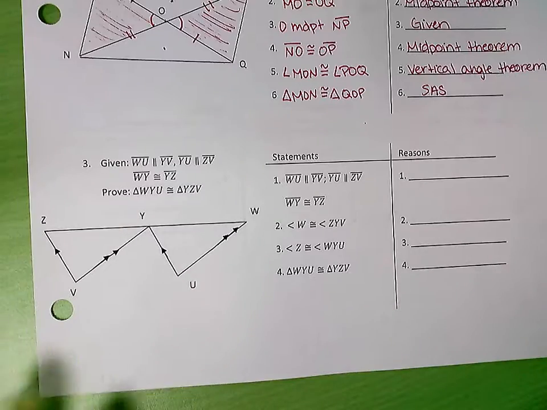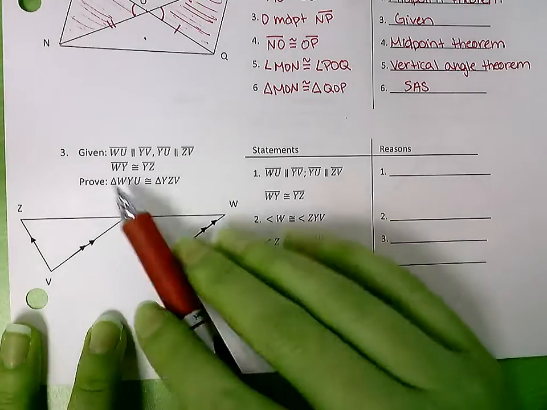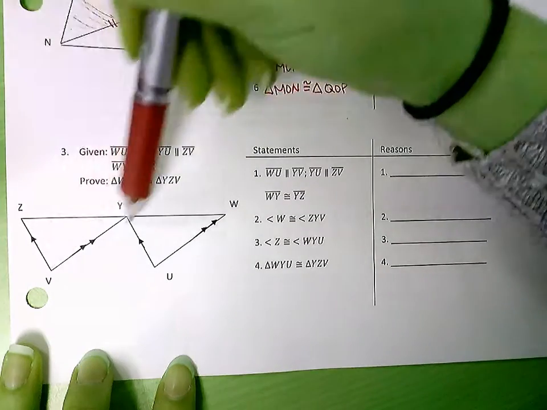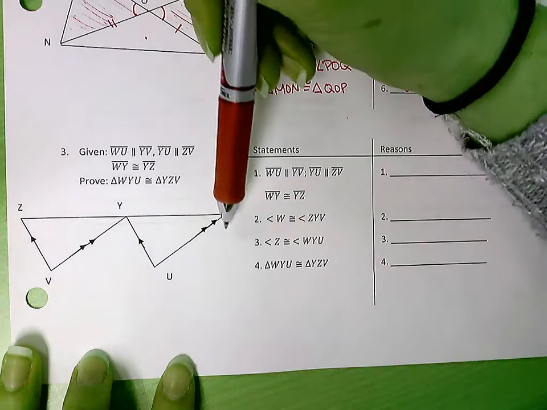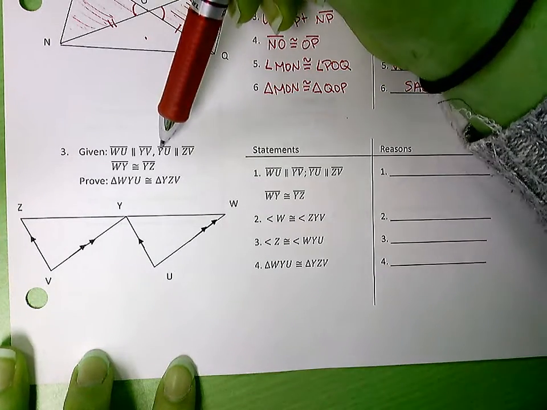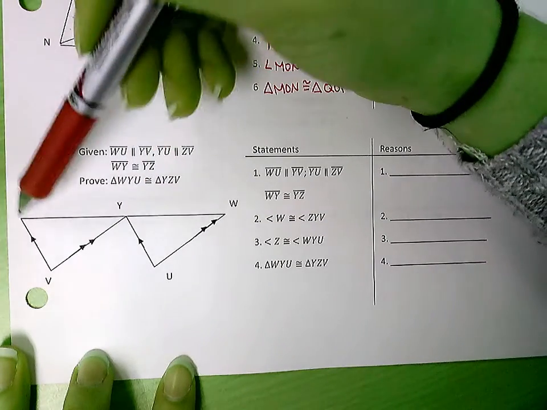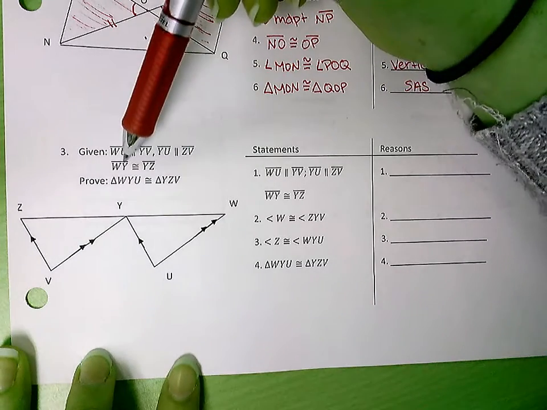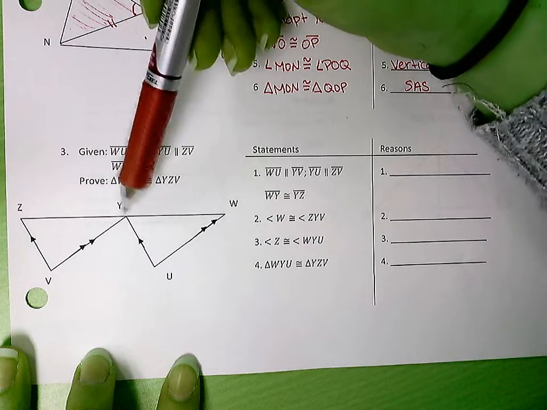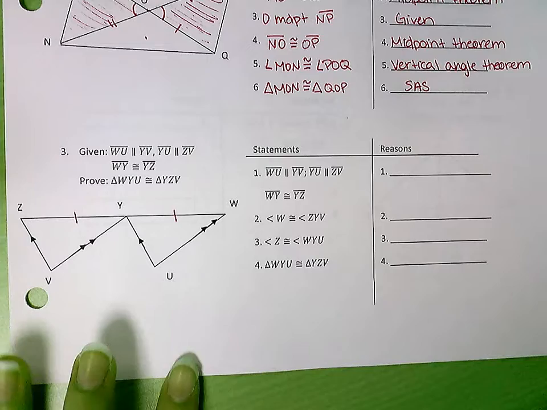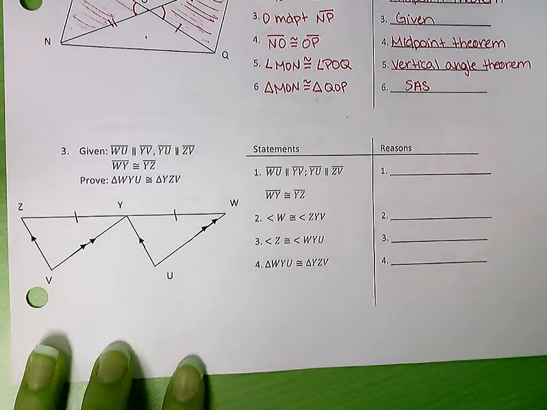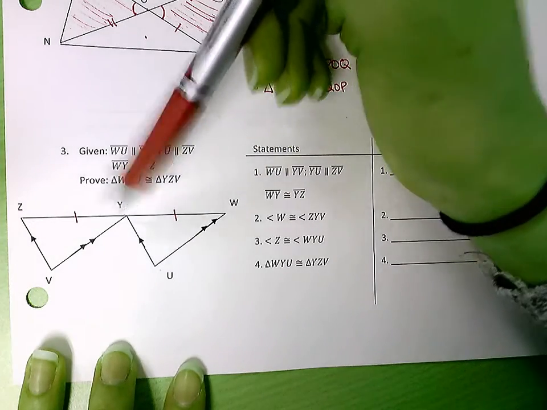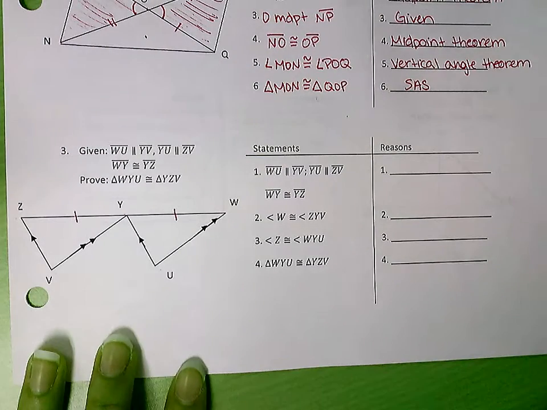Okay, number 3. All right, so number 3, I'm given that WU and YV are parallel. I put arrows in there so that you knew they were parallel. And I have YU parallel to ZV. So these two are parallel and these two are parallel. Now I'm also given that WY is congruent to YZ. So I'm going to label that. Now I'm trying to prove triangle WYU is congruent to triangle YZV. So my two triangles here.